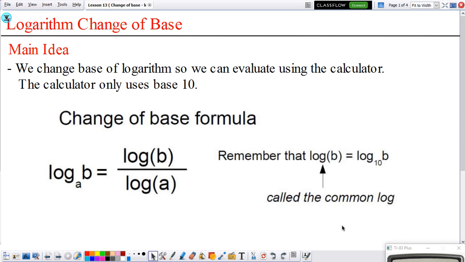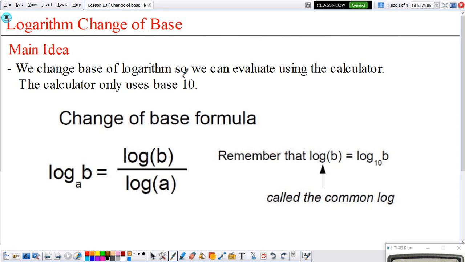So if you have a logarithm that is not in base 10, we're going to use the following formula to write it in base 10, and then we can use the calculator to find its numerical value. So the main idea here is that we change the base of logarithms so we can evaluate the expression using the calculator, because the calculator can only use base 10. Now here's the formula.